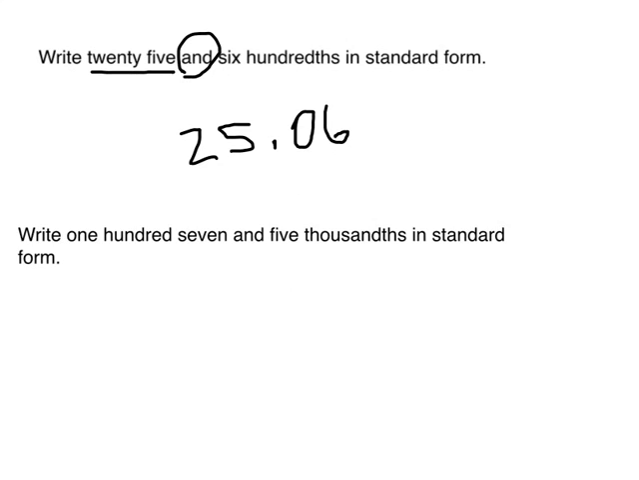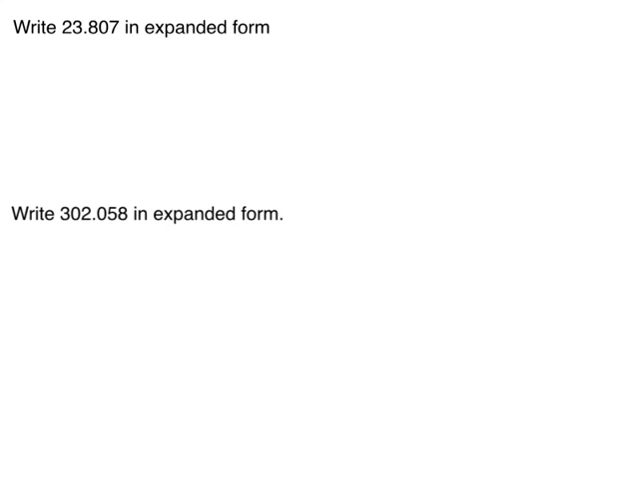Write 107 and 5 thousandths in standard form. Well, I know that 107 would be before the decimal, and 5 thousandths would be after the decimal. I would need 2 zeros to place the 5 in the thousandths place.